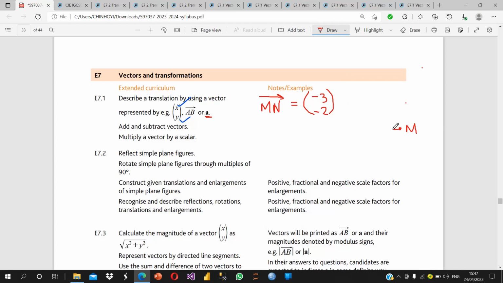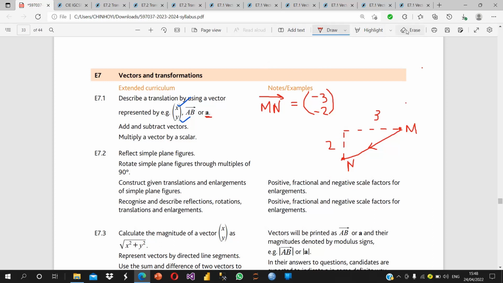So we are going to move 3 units in the x-axis. So suppose it's 3 units here. Then are we going to move upwards or downwards for y? We are going to move downwards because we have a negative sign. So suppose here it's 2 units downwards. Then you have your N here. This is your N. So this is the vector MN. So this was the notation.